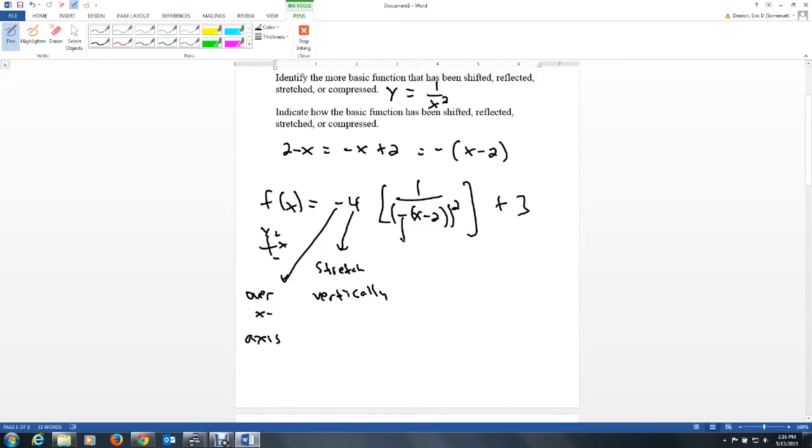Now this minus sign is on the x. So it's going to take the x's from a positive to a negative, which means it's a reflection over the y-axis.